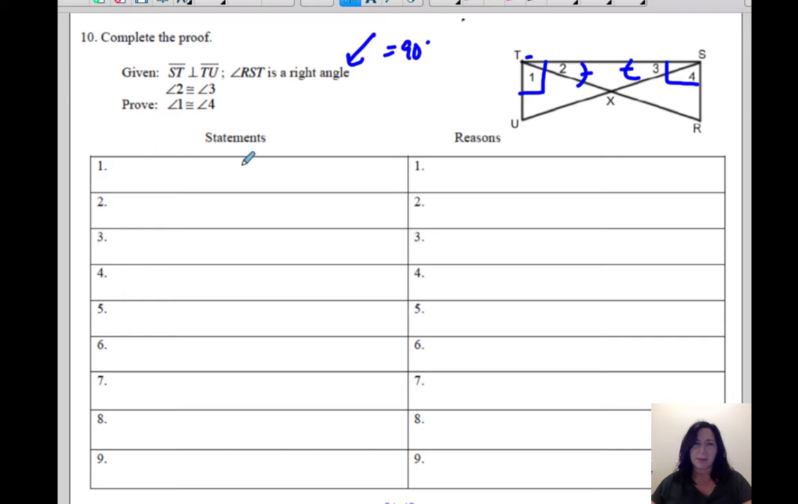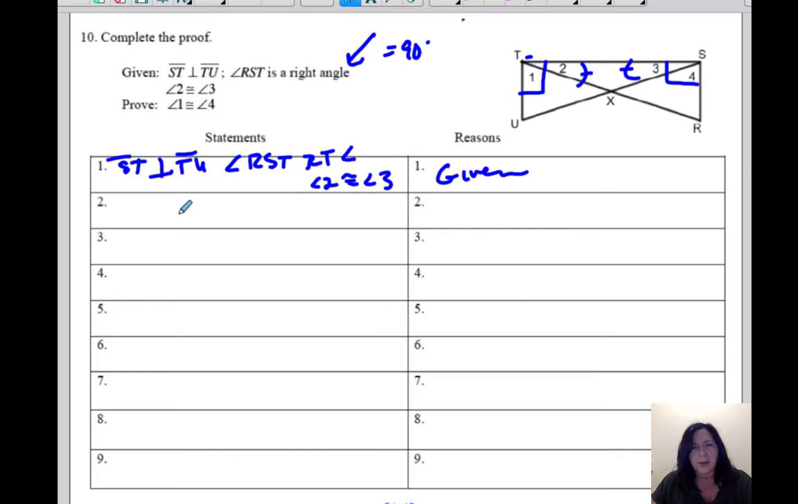Let's see if I can do this in fewer steps than the 9, but we'll see. So we know that ST is perpendicular to TU, okay? We know that angle RST is a right angle. I know that angle 2 is congruent to angle 3, and that's all given, okay? The next thing we want to say is that the measure of angle RST is equal to 90 degrees. And I want to say that's the definition of a right angle.